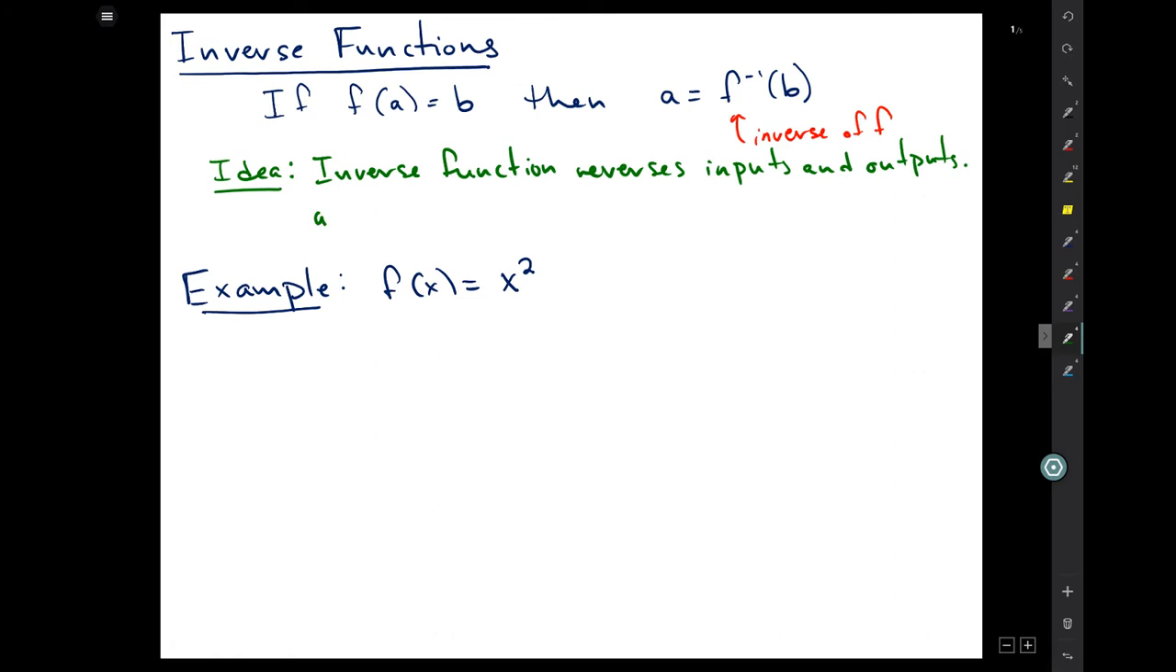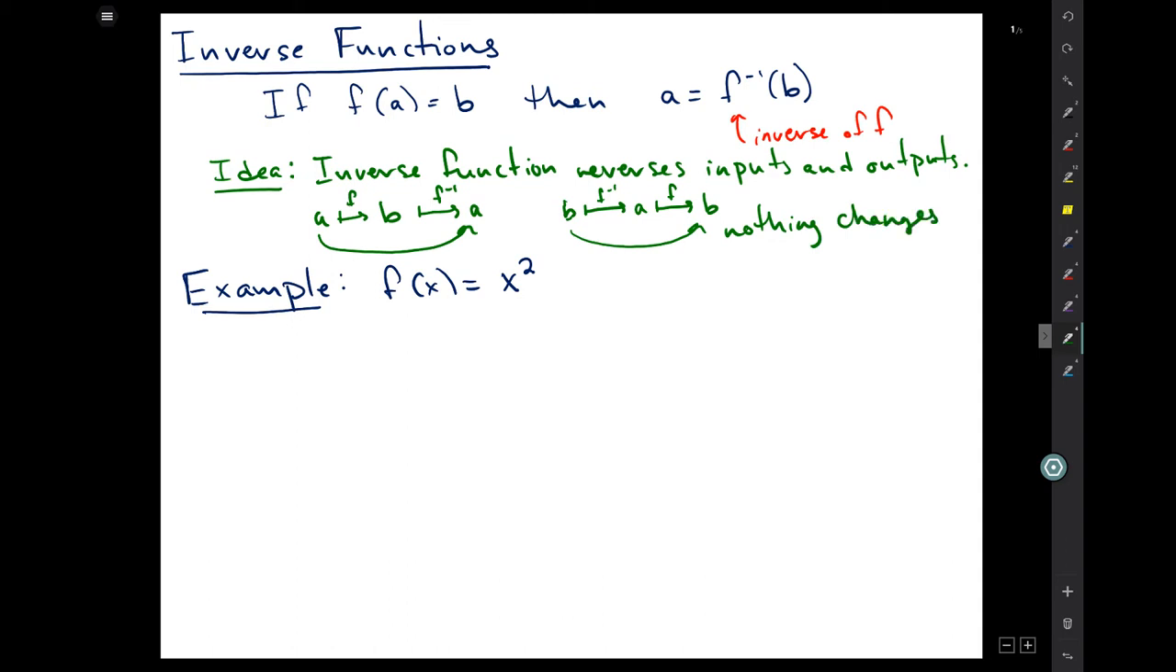If a originally maps to b via f, then f inverse is going to map b back to a. And likewise, if f inverse maps b to a, then f should undo that and map a back to b. So overall, nothing changes when you do one function followed by the other function.